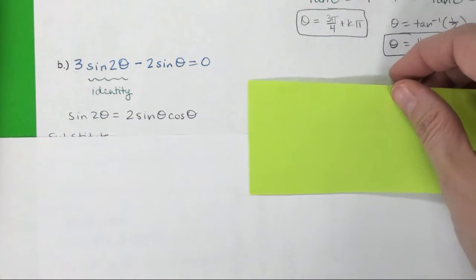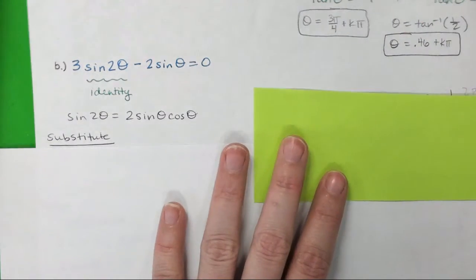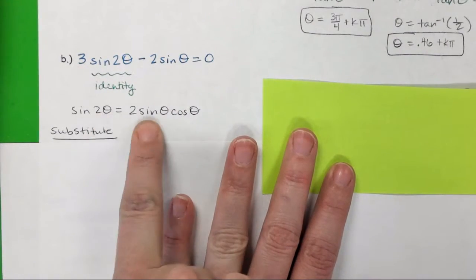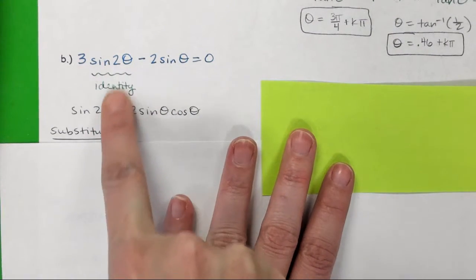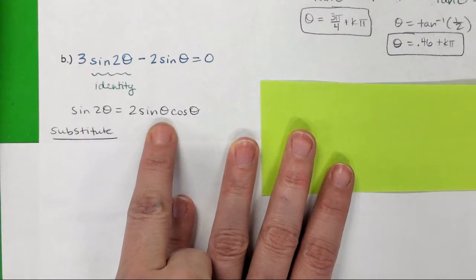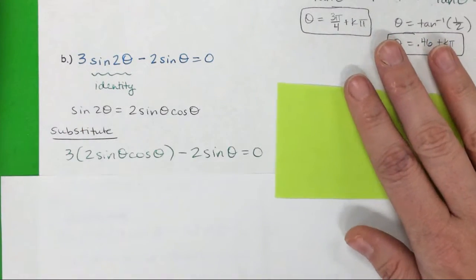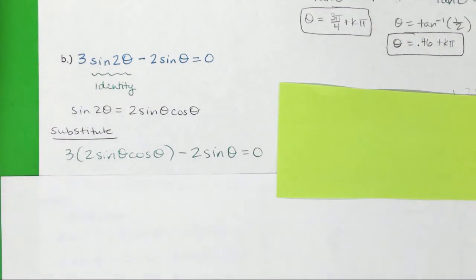Okay, so we're going to substitute, and I wrote out for you exactly where this comes from. So this is an identity. Here is the identity. So now I'm going to substitute the identity into the equation.